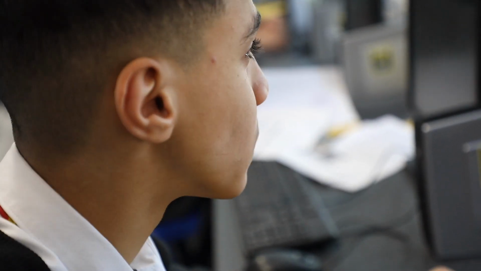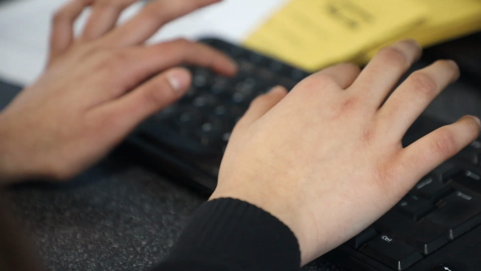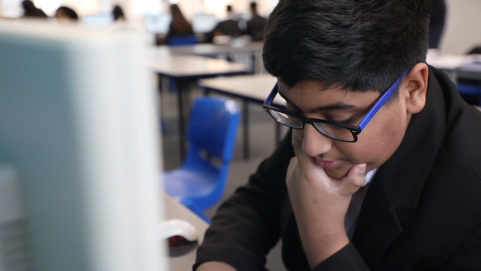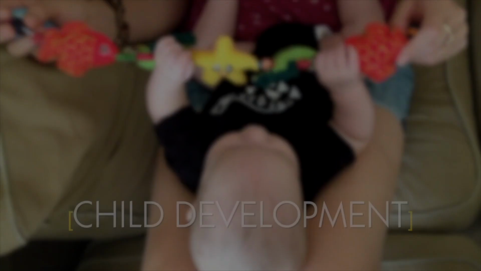BTEC Level 2 in Enterprise and Business is an engaging, fun course to learn about the world of work and the way that businesses operate. The course will involve you pitching and planning your own business ideas. It's about working and learning with real-life businesses. There is a lot of coursework involved, and if you're really good at producing high-quality work in lessons, then this course could be for you. We are planning to make this course fun, engaging, and are planning to go on lots of trips.